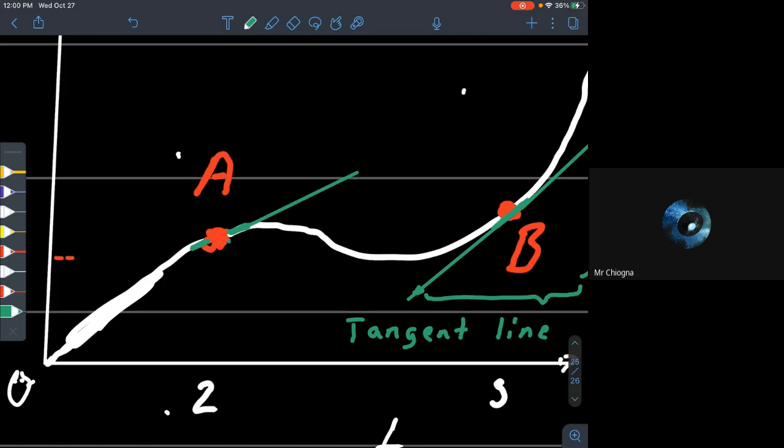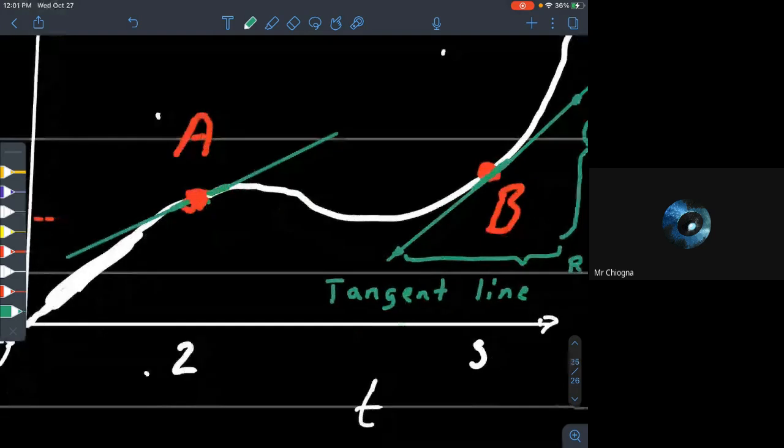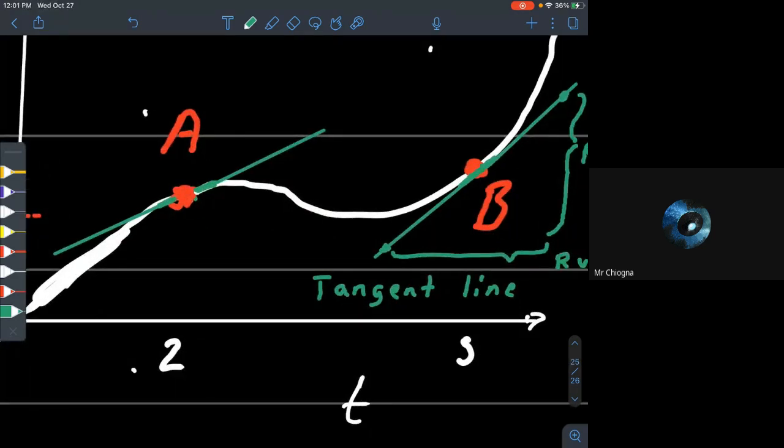This is by no means going to be accurate. It's going to be off. I take that into account. Find the slope. Find the rise divided by the run. Okay.